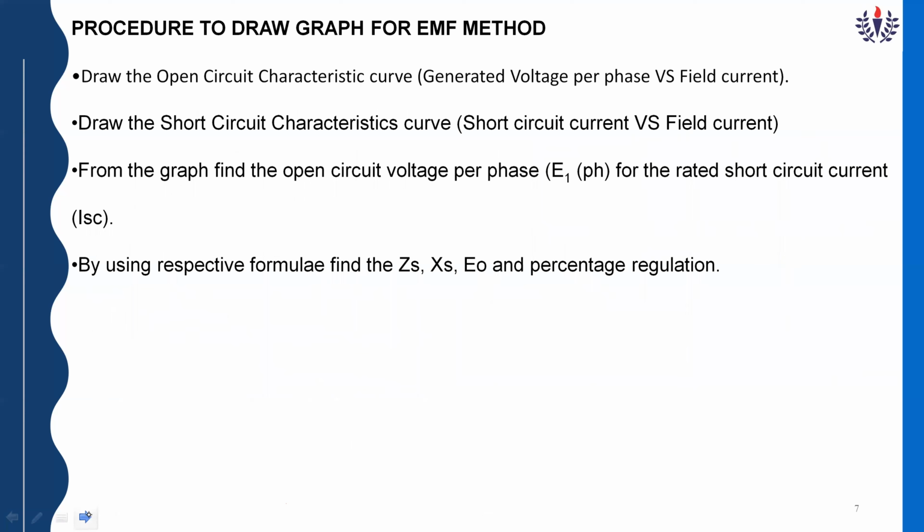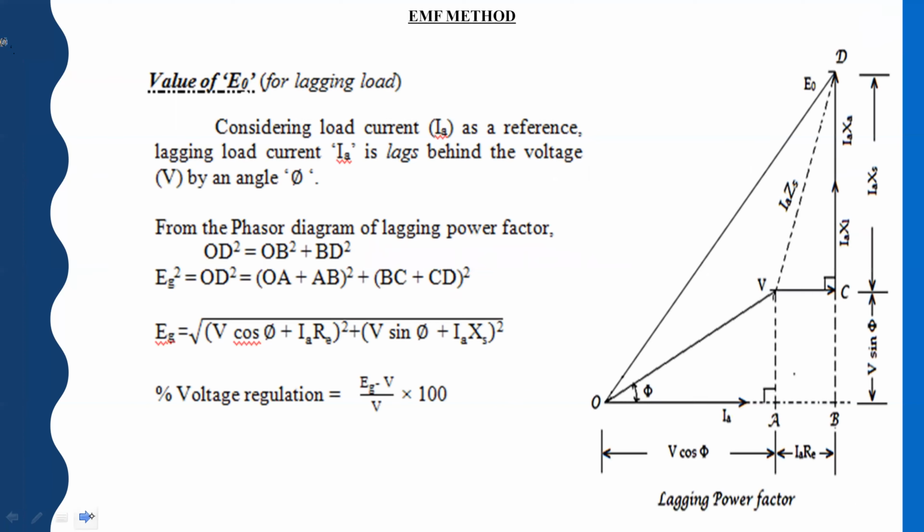Now, how to draw the graph is very important for the EMF method. First, you have to go for the open circuit test and then the short circuit test. From the graph, I have to find out the E voltage per phase. You won't be getting it in your tabular column per phase, but you have to find E1 per phase and take your field current. Now, you can see the value of E naught. So these are the calculations.